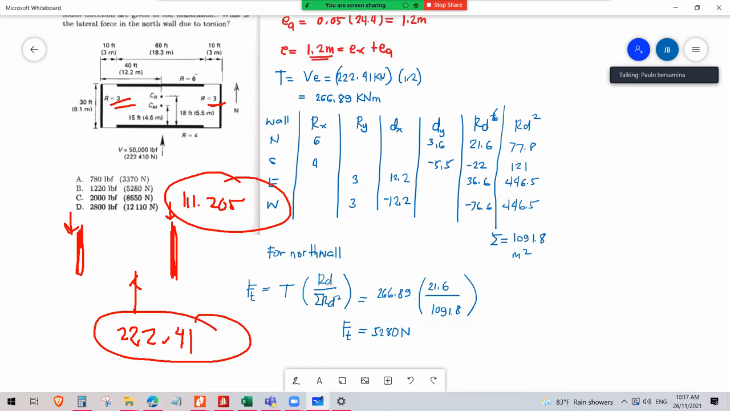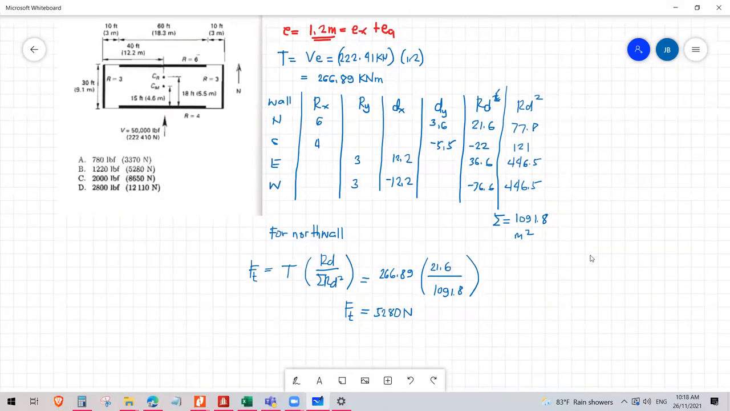Okay, I think na napakita ko ba? Sige, mamaya papakita ko sa STAAD yung application, no? Yung how the STAAD distributes the lateral force. Ha? Okay.